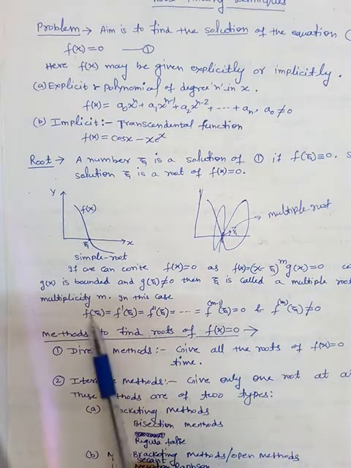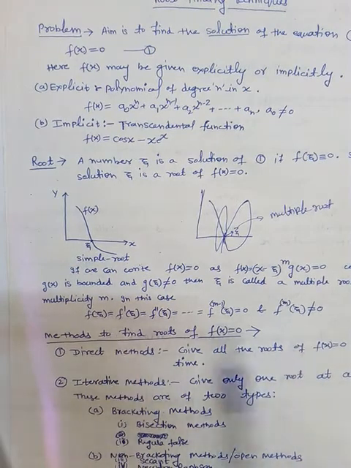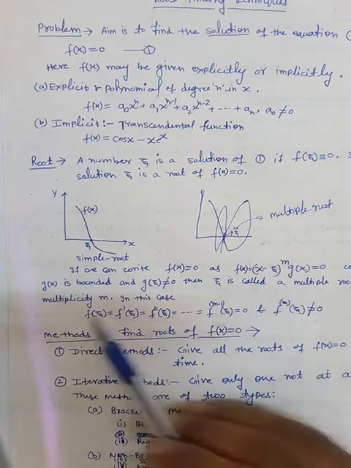So with the help of this equation you can easily find the multiplicity of the root. Once you have evaluated or located xi as a root, then to find m you can use this.